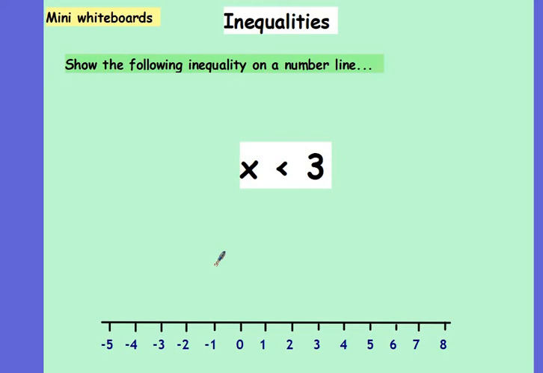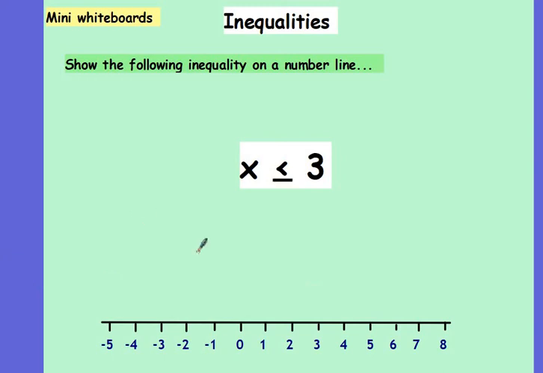How about now? Show me this one on a number line. Okay, again, we need an empty circle on the 3. However, this time x is less than 3, so it could be any of these numbers. It could be 2, 1, 0, negative 1. All of those would work.